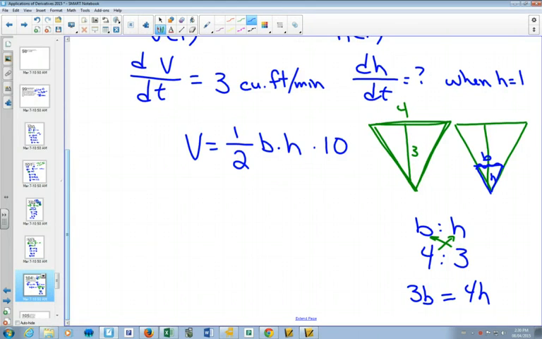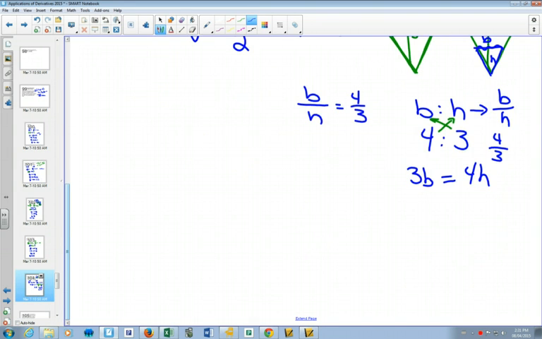One way to come up with an equation so that you can work with it. The other way that you can work with equations is you can think of these ratios as fractions. b over h has to be the same as 4 over 3. And if you use those ratios as fractions, you can see where the multiplying across would come out, and you would get 3b equals 4h. Either way, we can solve for b, that is 4/3 of the height.